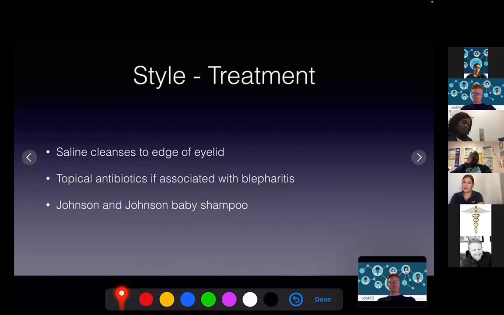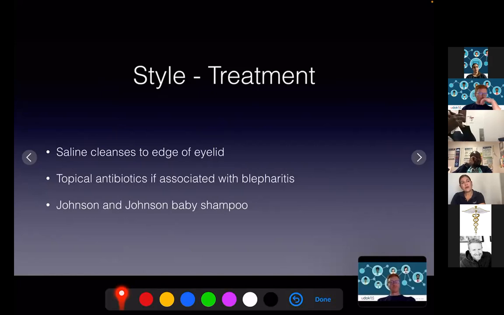I've mentioned the Johnson & Johnson baby shampoo. Remember, that is a no tears formulation. So if the patient can't access saline or it's a little too confusing for them to mix up a saline solution, then you can recommend just a little bit of Johnson & Johnson in a glass of water and use that on the lid margin itself. It won't actually affect the eye itself. But obviously the caveat to that is if the patient gets too much into the eye, then it can irritate the eye.